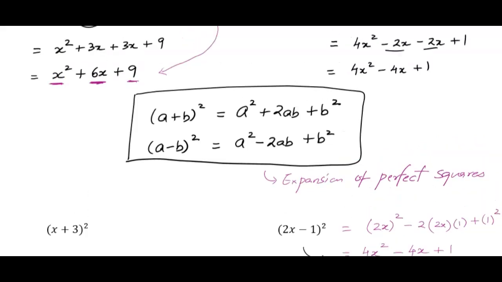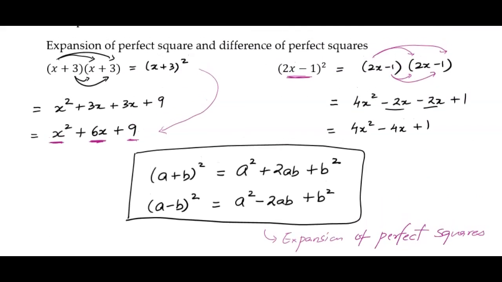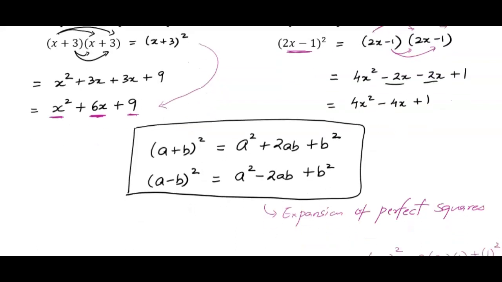Whereas if we are using the arrows to expand, we have no option but to do the middle step before we collect the like terms. And that's where the formulas come into play. So a plus b to the power of 2 equals a squared plus 2ab plus b squared, and then a minus b to the power of 2 is equal to a squared minus 2ab plus b squared.